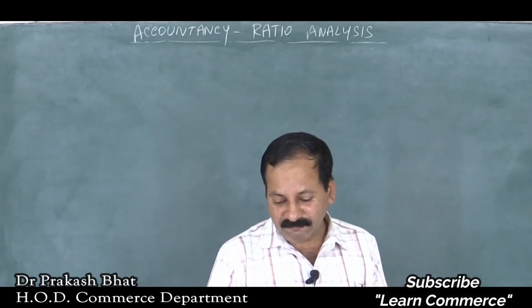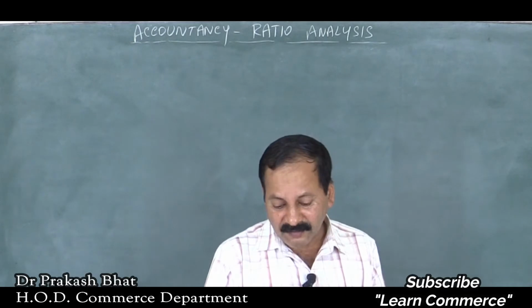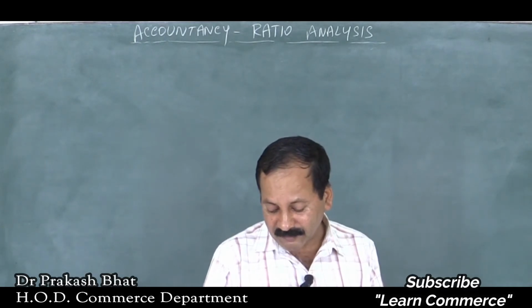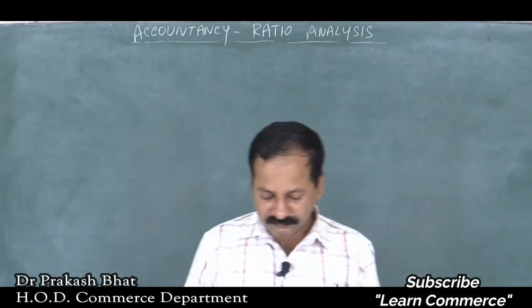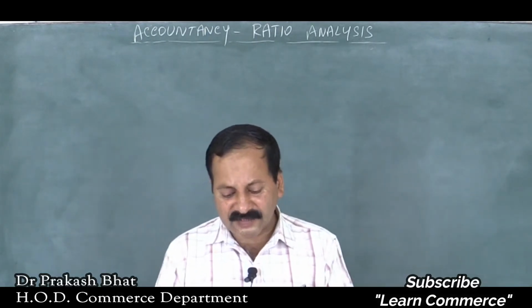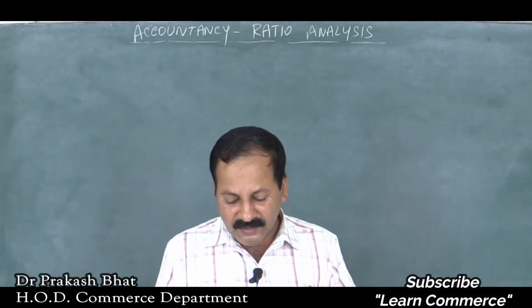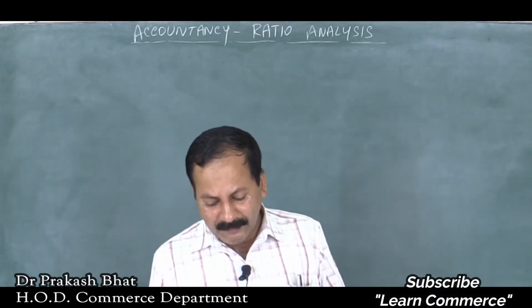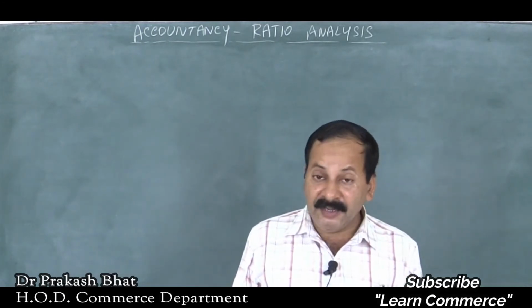Let us analyze the problem. I will read out the problem. In the meantime, we will analyze and then we will solve the problem. Problem number 12, question bank, page number 133. From the following particulars, calculate net assets turnover ratio, fixed assets turnover ratio, working capital turnover ratio, operating profit ratio, return on capital employed ratio, and earning per share ratio.